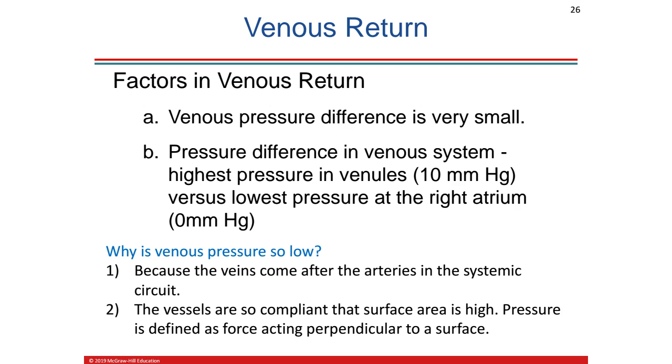But then the other thing is that the venous vessels are so compliant that when the blood does enter into them, they tend to stretch and increase in diameter. And that leads to an increase in surface area that the blood is pushing against. Now we have to remember what the definition of pressure is. Pressure is defined as force acting perpendicular to a surface. So again, we can think of pounds per square inch. Pounds is a unit of force, per square inch has to do with the surface area. So if we increase the surface area, then there's a decrease in pressure. So the fact that the veins are so compliant that they have a large surface area also leads to this low pressure in the venous system.